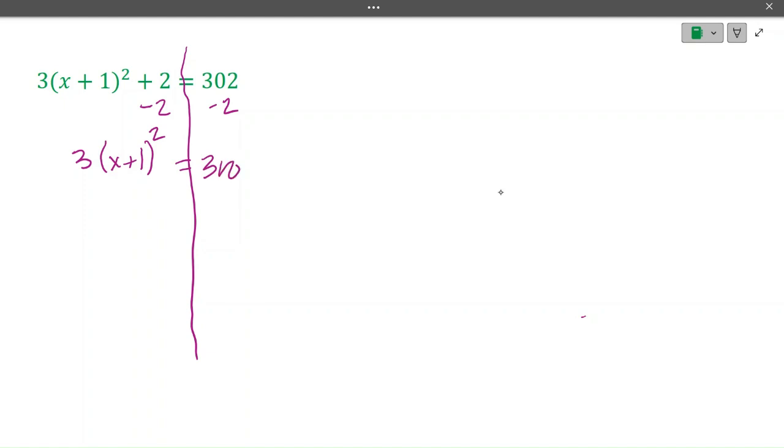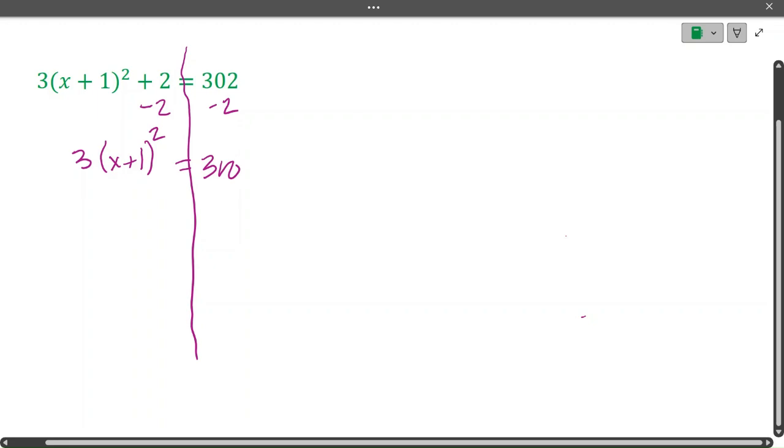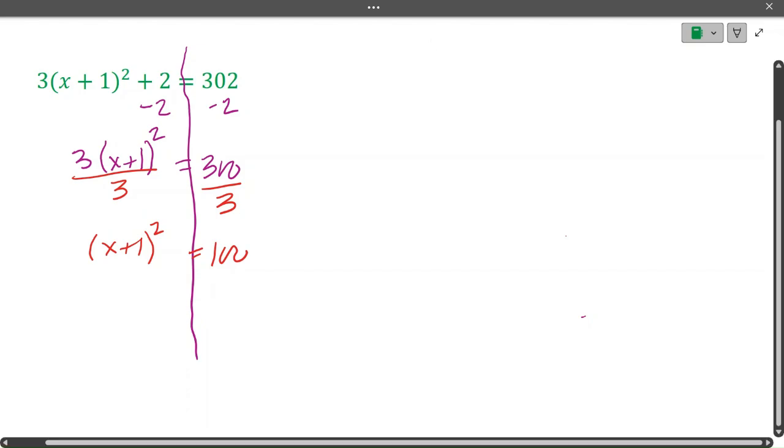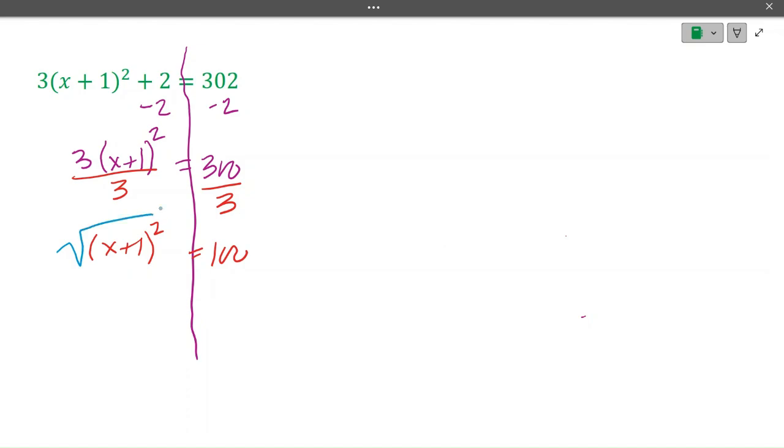All right, then on to my next step. I need to get this 3. I can't distribute this into the parentheses because of the square right here. So that means I need to get it off of this side into the other side. So I'm going to do the opposite of multiplying, which is dividing by 3 on both sides. And when I do that, I'm left with x plus 1 quantity squared equals 100. And now we are going to go ahead and take the square root of both sides to enable us to isolate x.